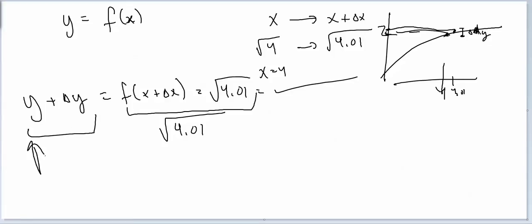Your y is just your expression, the function at 4. This would just be the square root of 4, and you know that to be 2. This delta y is what we're interested in. We're interested in finding out the small change in y.